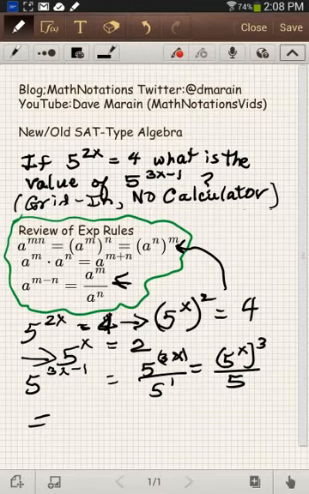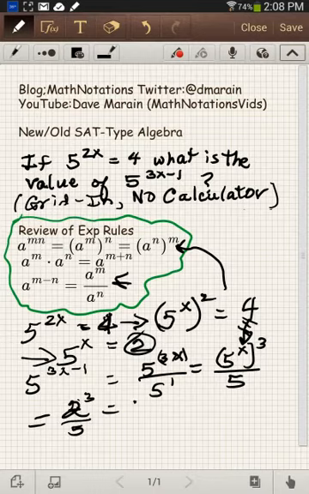And now substitute our value for 5 to the x. So we have 4, well that's a mistake, 5 to the x is 2, so ignore that. So replace 5 to the x by 2, raise it to the third power over 5, so we have 8 over 5, or 1.6.